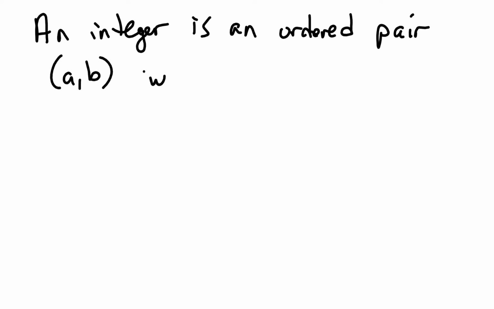(A, B), where A and B are whole numbers. And since we've established that whole numbers are a thing, we can talk about an ordered pair of whole numbers (A, B).